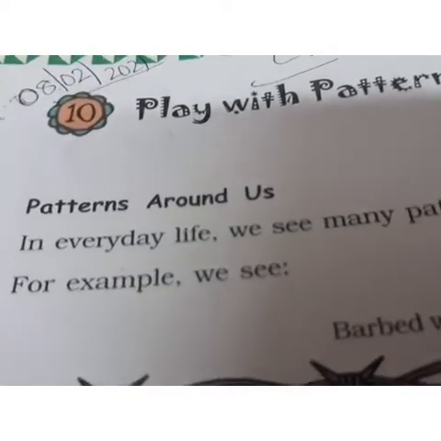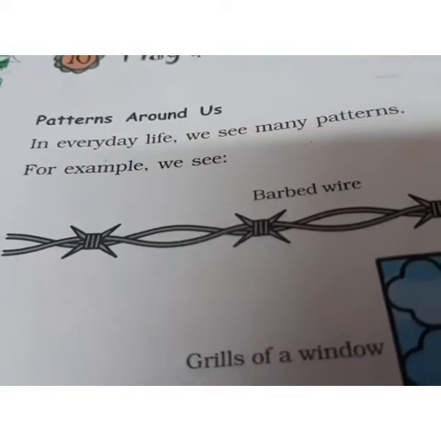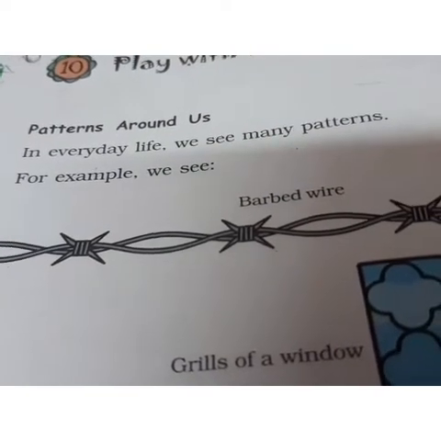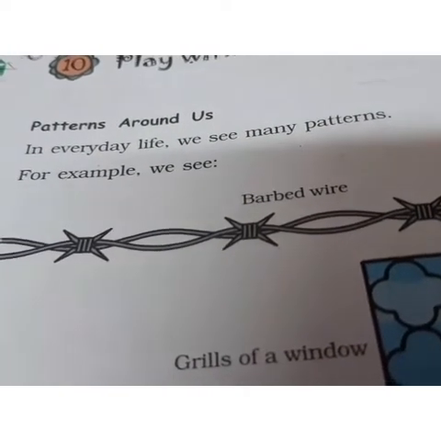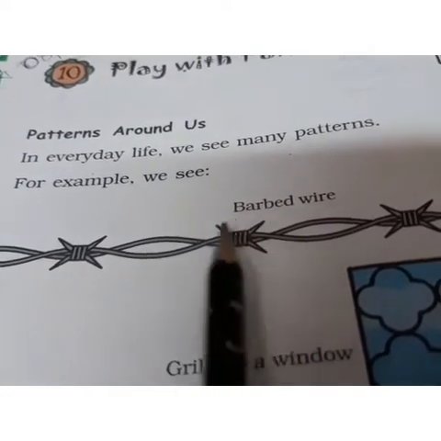First, with today's date, 8/2/2021, and write the classwork. Now, patterns around us. There are many different types of patterns that we see around us, but we don't realize that these are patterns. As in the window we can see, these barbed wires are there. So these barbed wires also make a pattern.